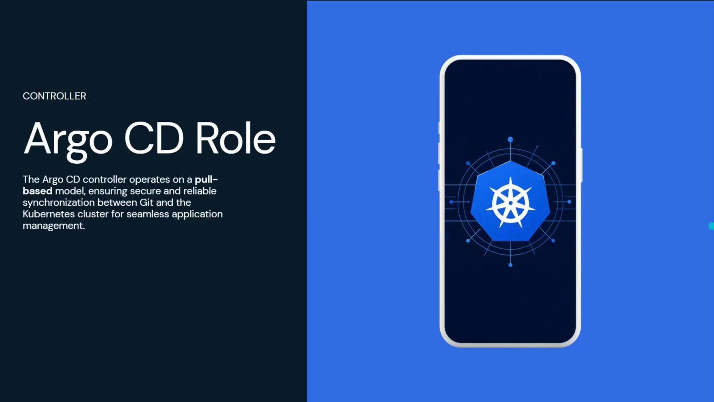So you see here that the role of the Argo CD controller is to operate in a pull-based model to ensure secure and reliable synchronization between Git and the Kubernetes cluster.